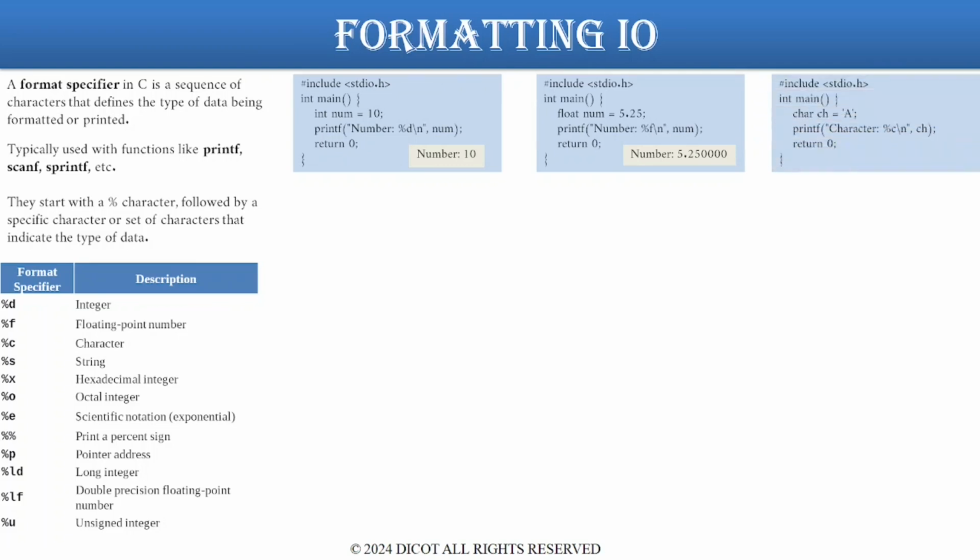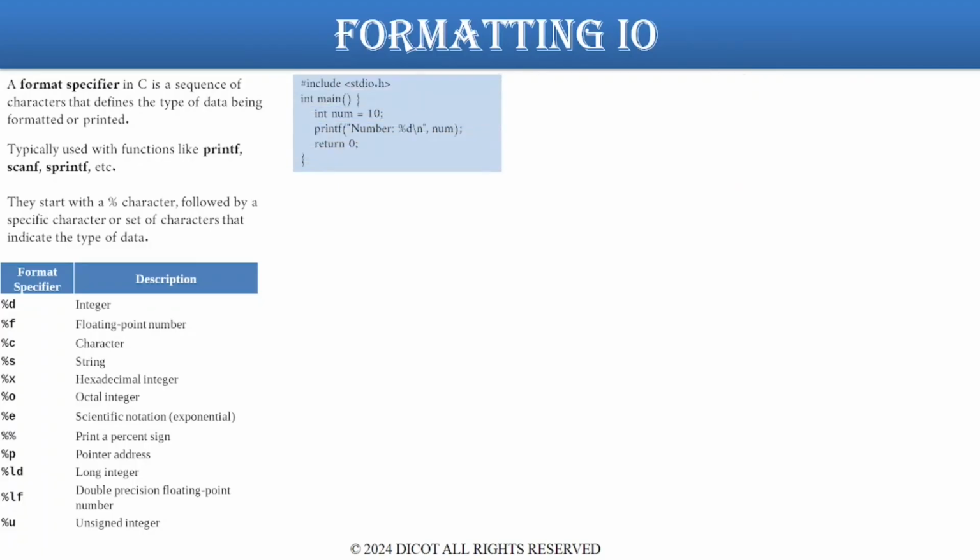Next, ch has been defined as a character and initialized to a value a. To display, we are using %c. So the output of the program is character a. Next, str has been defined as an array of characters and has been initialized to a value hello. The output of this program is string hello. %s has been used as a format specifier here to display the string.